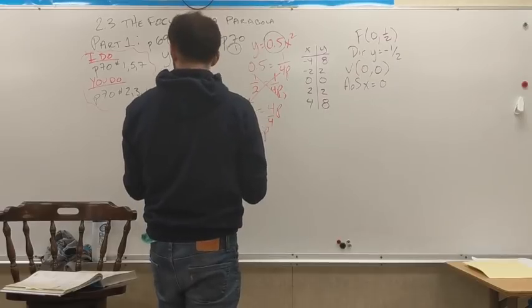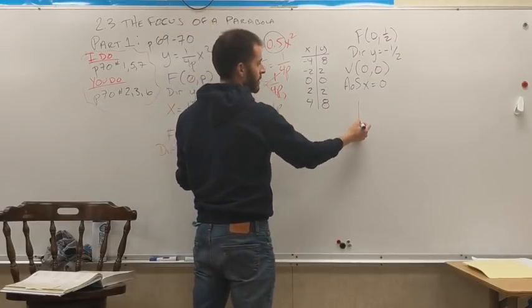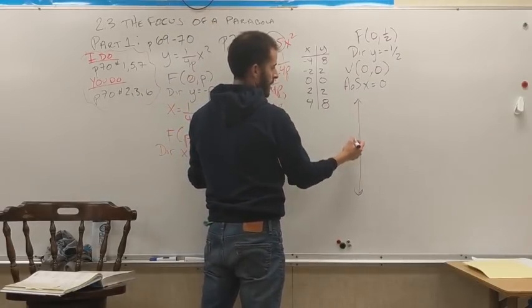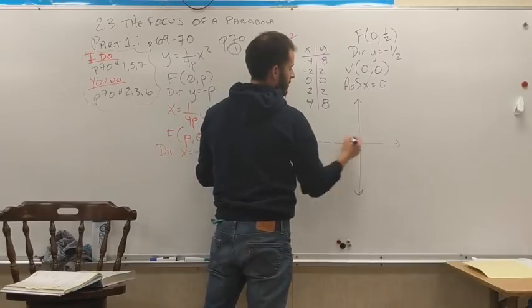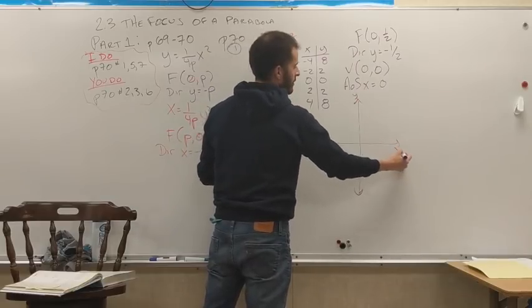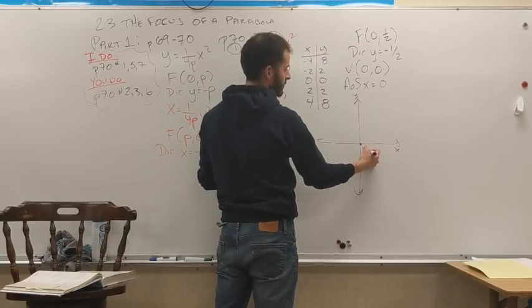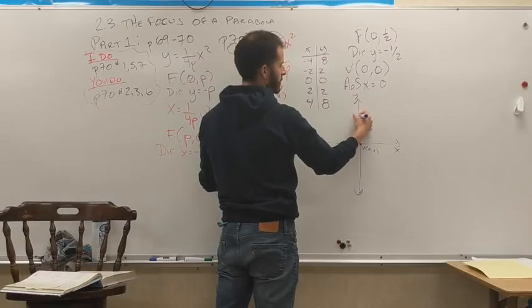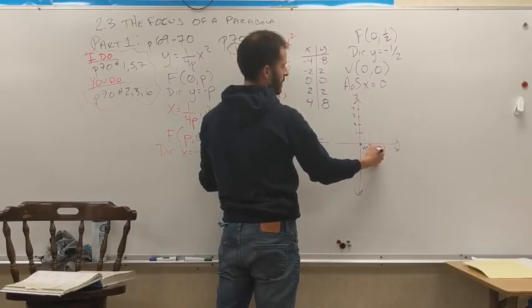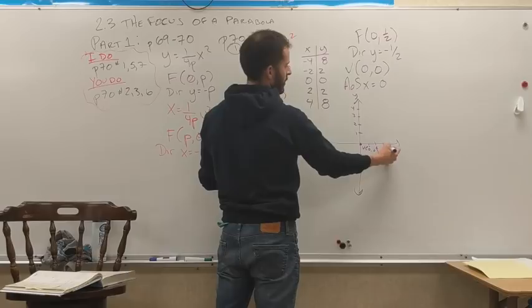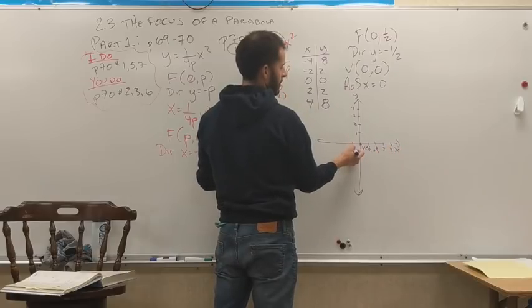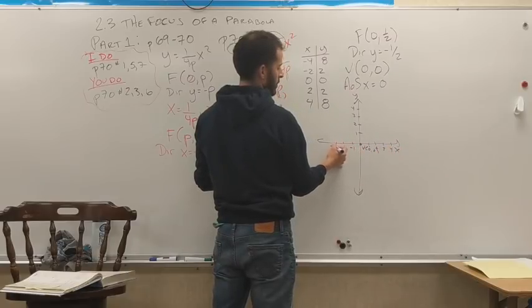Where's my black marker? No, I don't know where my black marker is. So here's my y-axis, here's my x-axis. I have my vertex at 0, 0.